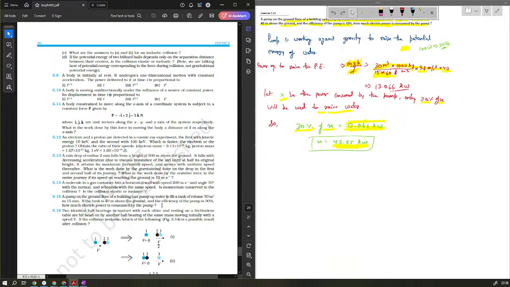With that we can know the work done by the pump, and for how long that work is done, that is 15 minutes. So we can find the rate of power delivery per second, and that would be equal to power in watts. Upon calculation, you can refer to the video of this question over here. We get the value of power as 43.55 kilowatt, considering the 30% efficiency.